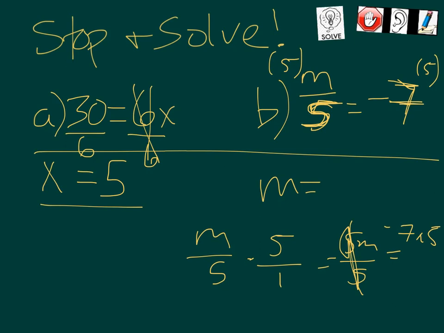Negative 7 times 5 is negative 35. Plugged back into my original equation, negative 35 divided by 5 does equal negative 7. Therefore, I know I'm correct.